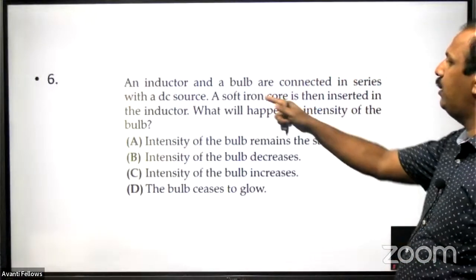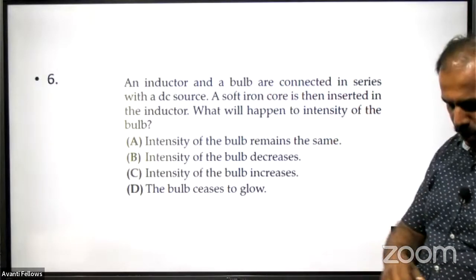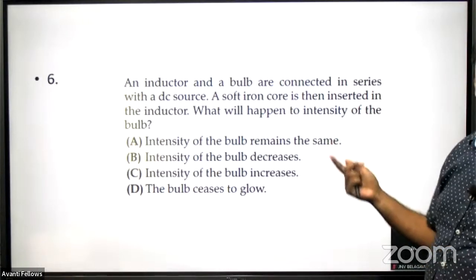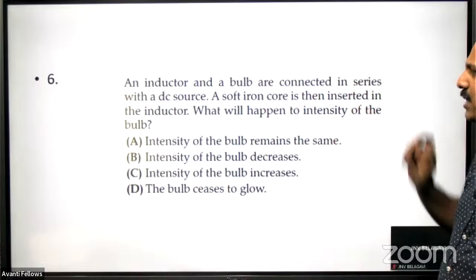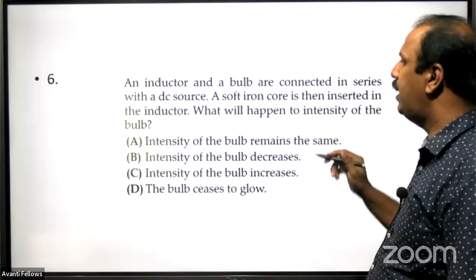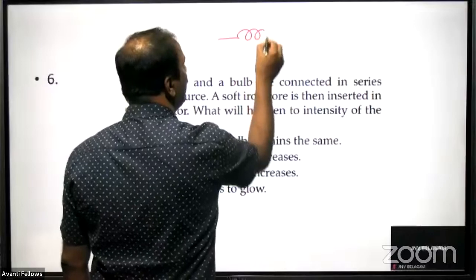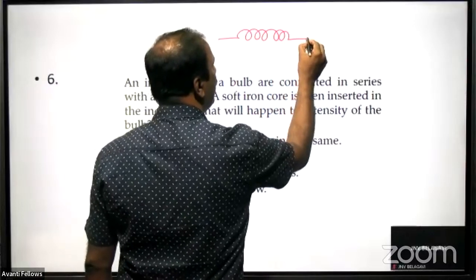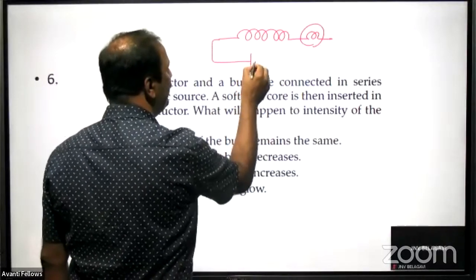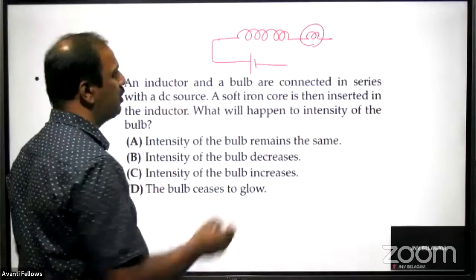An inductor and a bulb are connected in series. This question can be considered as a question in AC or as a question in EMI. In both EMI and AC, this can come. An inductor and a bulb are connected in series with a DC source. So you see here, you have an inductor and we have a bulb. So this is a bulb and this is an inductor. Both are connected in series with a DC source. So this is the situation.